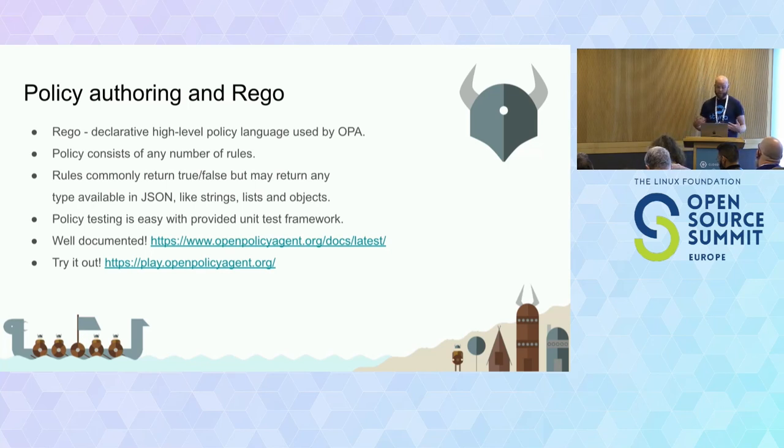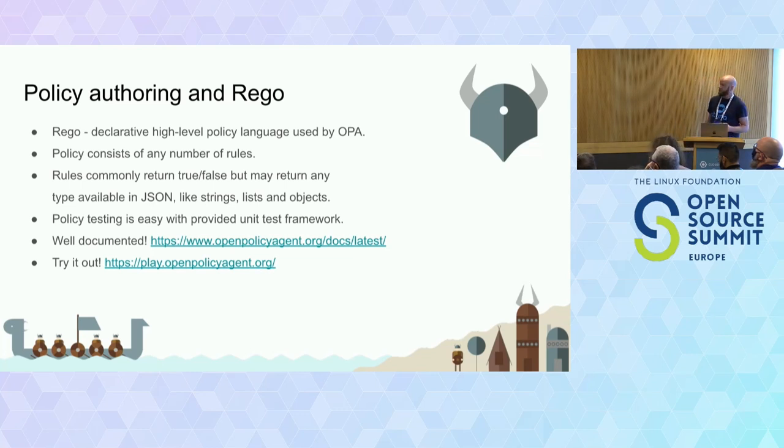One of the goals is to try to translate a real world rule and make something as close to that as possible. Rules commonly return true or false. Is the user allowed or not? That's a Boolean decision. But again, any value that's valid JSON is also a valid response or decision.